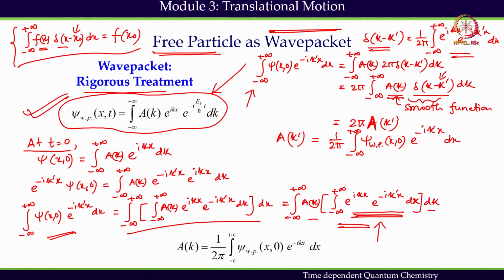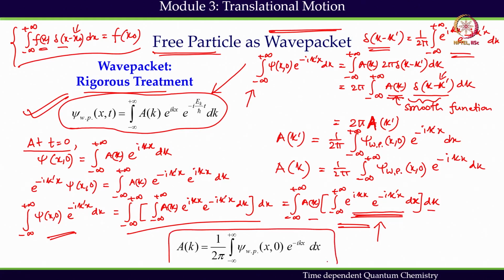And k dash was selected arbitrarily, it can be anything. So, I can rewrite this equation in terms of k also, to make it general. In that case, it will look like this: psi wave packet x 0 e to the power minus i k x dx. That's exactly what we have written here.